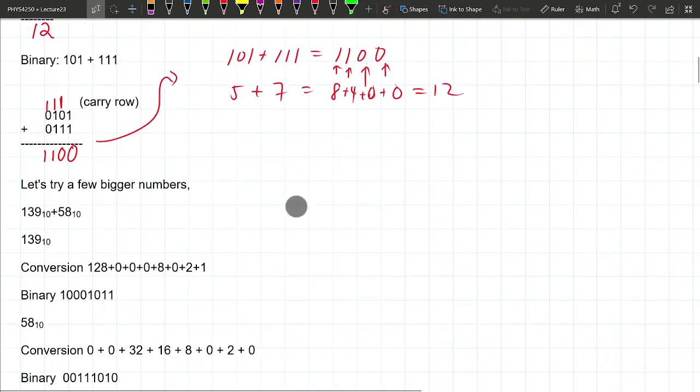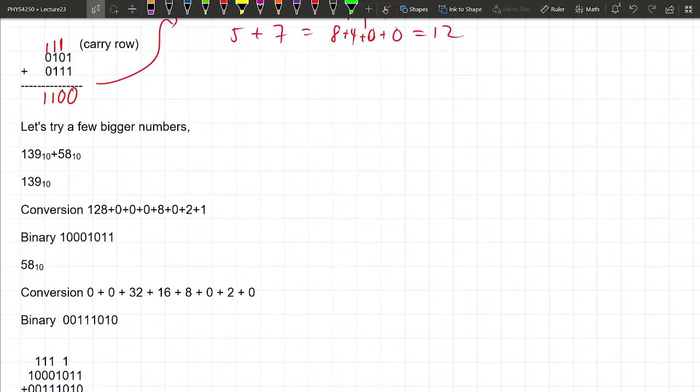Okay, let's try a bigger number. You're going to have more places. So let's add 139 plus 58. So 139 in binary: the way you break this number down is that the next smaller power of 2 is going to be 128. You can do the math, you just have to know what the powers of 2 are.